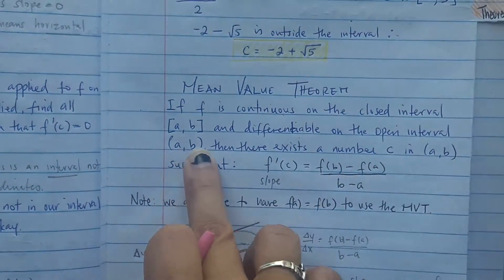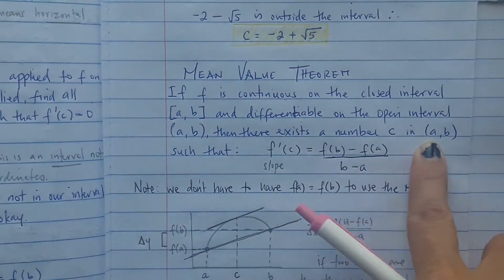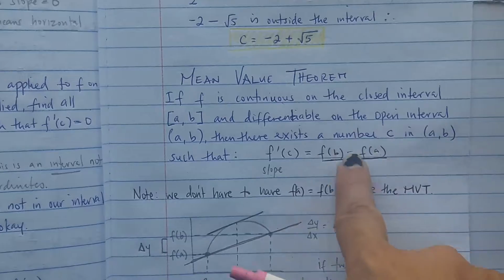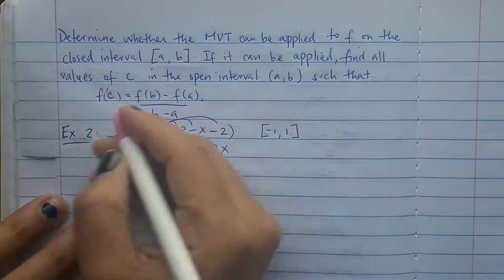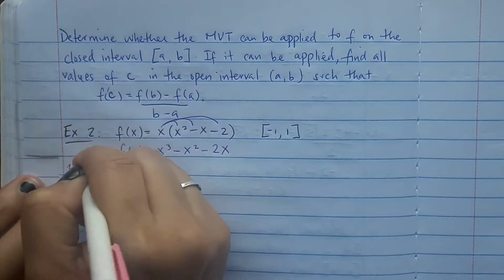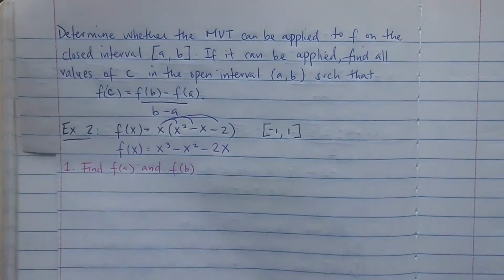And then remember, it has to be continuous and differentiable, which it is because it's a polynomial, so I'm not worried about that. Once it's continuous and differentiable, the very first thing we need to do is find the slope of the secant and the slope of the tangent. So let's start with the slope of the secant. Step 1, find f(a) and f(b), because I want to find the change in y.